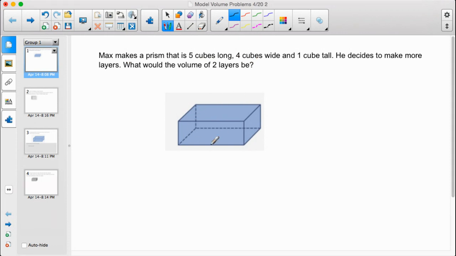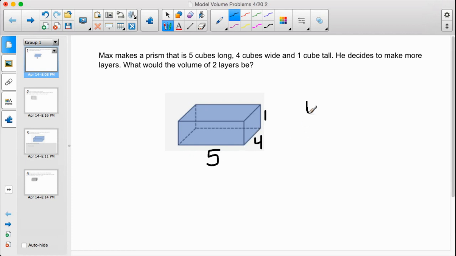So I'm thinking of a single layer prism, and I just want to label what they told us. It's 5 cubes long, it's 4 cubes wide, and it's 1 cube tall. I like to visualize that for myself, but I'm not very good at drawing. In this case, I put a picture in, but if you even just draw a rectangle that goes back a little bit, you can figure it out yourself. So I'm visualizing this, and I'm like, wait, if there's 5 cubes long, and there's 4 cubes wide, and only 1 cube tall, what would my volume be for this one layer?